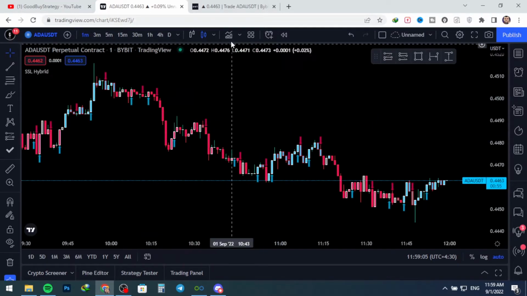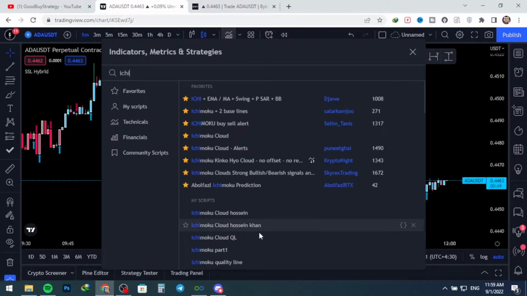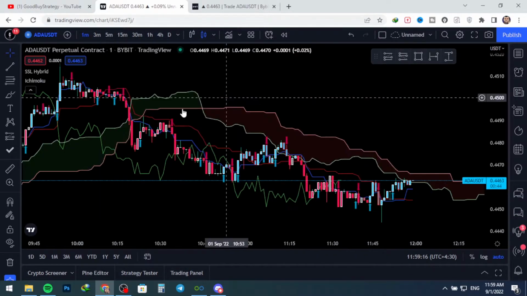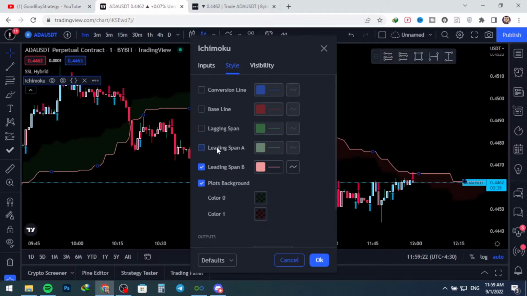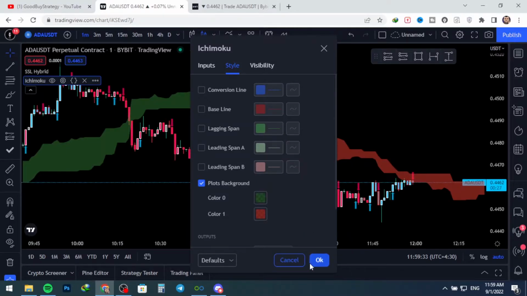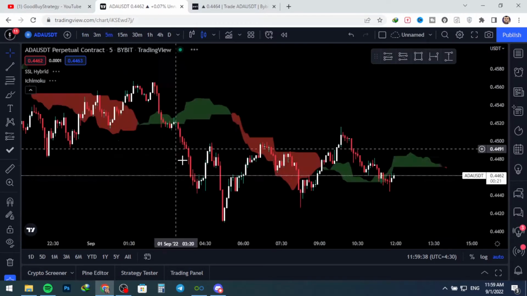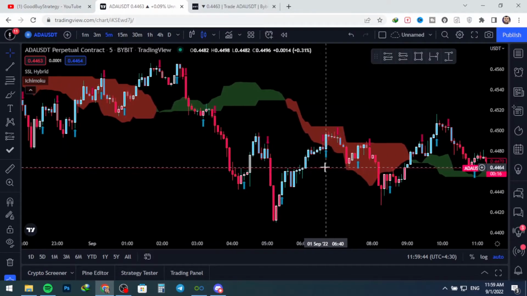Go to indicators again, type ichi, find Ichimoku Cloud, add to chart, go to Ichimoku settings, uncheck these items, just plot background checked, and increase opacity here. Okay, setup is complete, and the time frame is best at 5 minutes, and you can backtest other time frames you like.